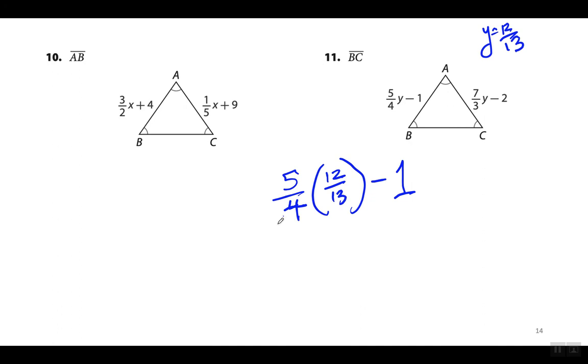If I divide 4 by 4, I get 1. 12 divided by 4, I get 3. So when I multiply those, I'm going to get 15 over 13 minus. Okay, let me show you a little trick here. When you have a 1 and you've got to add or subtract it with a fraction, it's very simple to change it to a fraction.